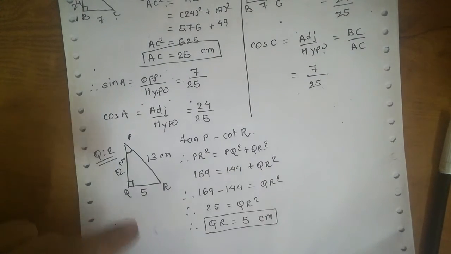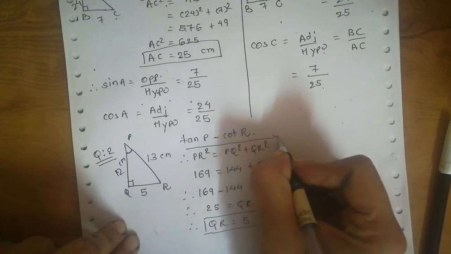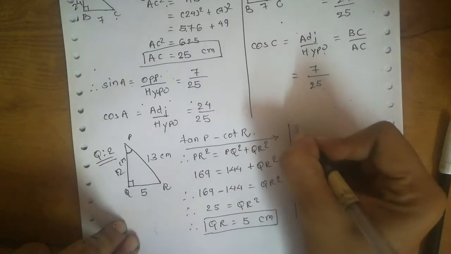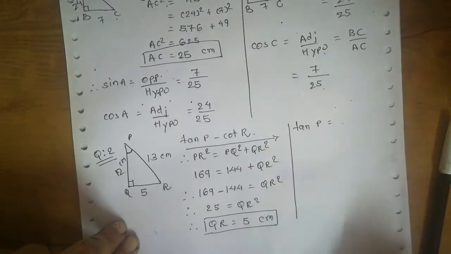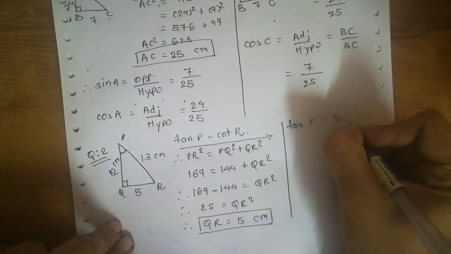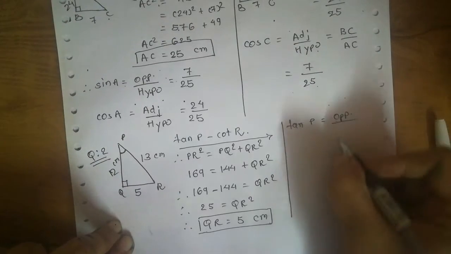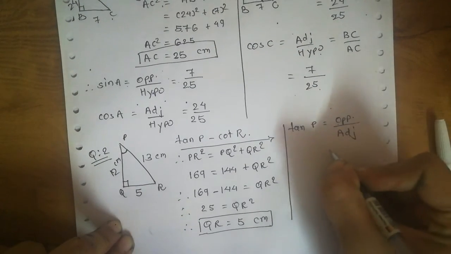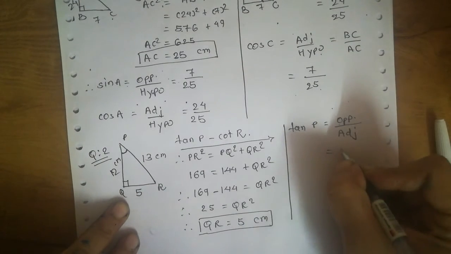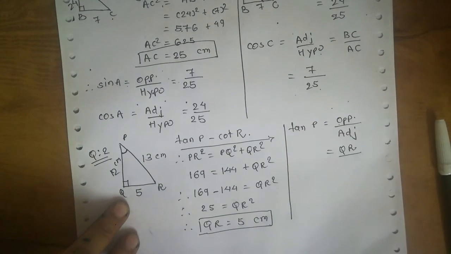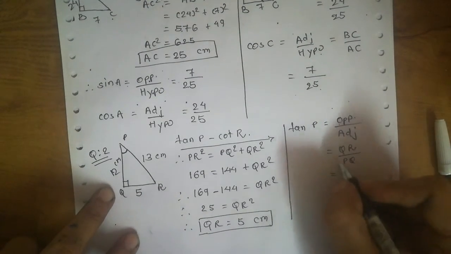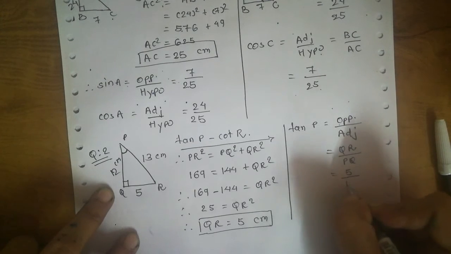Now we can find this tan P and cot R. First we find the tan P. Tan P is equal to opposite side by the adjacent side. So for the angle P, the opposite side is QR, so write down QR, and the adjacent side is PQ. Therefore tan P is equal to 5 by 12.